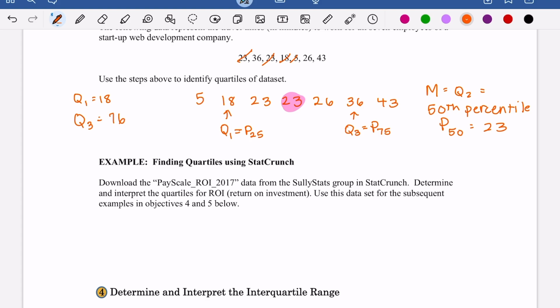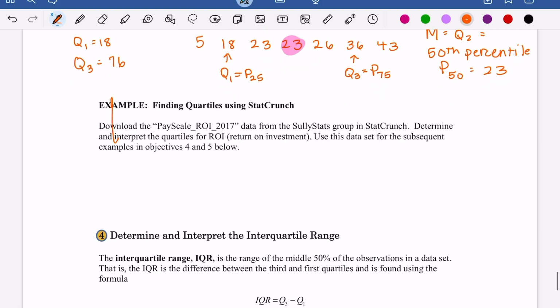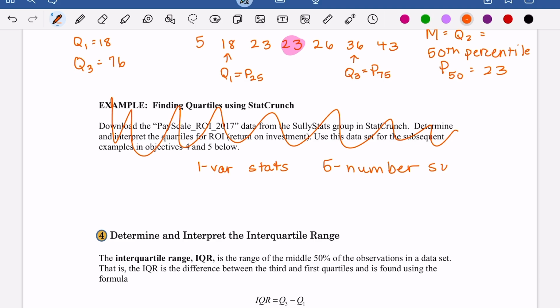75% of all values will fall at or below 36. And then 50% of all values will fall at or below 23, which we can see is true. Okay. You know how to find quartiles using your calculator. And remember, quartiles using your calculator are under one variable stats. And then you scroll down to your 5-number summary, which is what we're going to talk about in the next lesson, and find Q1 and Q3.